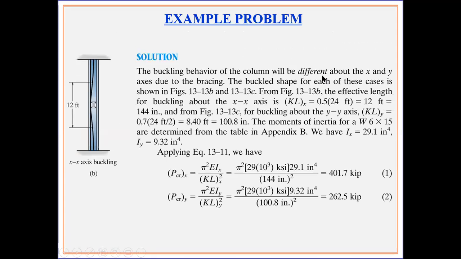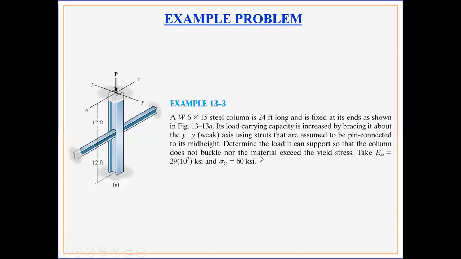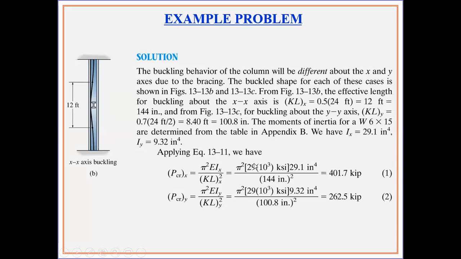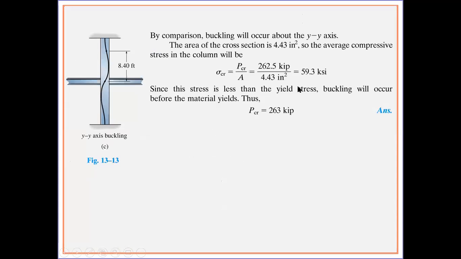Now, as we already know that the yielding stress for this column is 60 KSI, and it is going to fail at 59.3 KSI, which means that it is not going to be able to go to 60 KSI. Rather, it would buckle before that, at 59.3 KSI. This is a very good design that this column is able to almost go up to the yielding stress by not having a thick section.